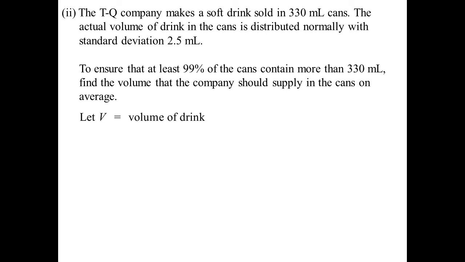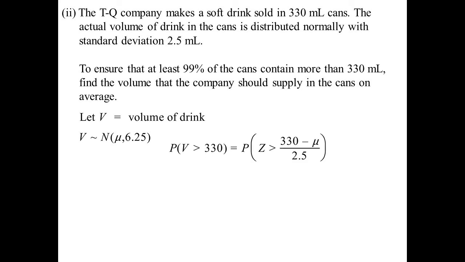So V is going to represent the volume of the drink. V is normally distributed. This time we don't actually know what the mean is, so that's what we've got to work out. And the variance for this one is 6.25. We want to know the probability of V greater than 330, or rather, they've told us that probability. We know what it is.